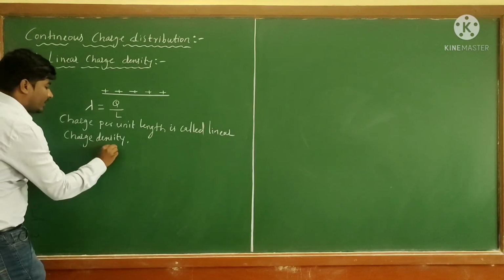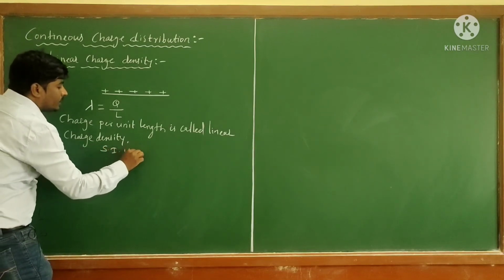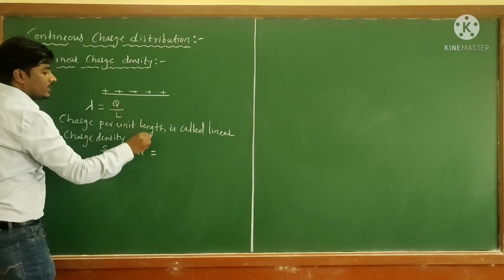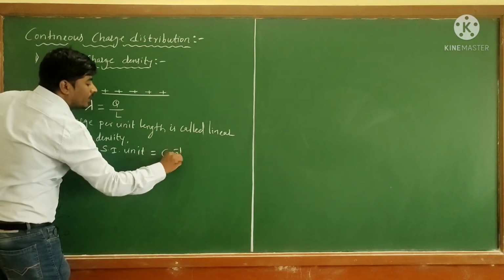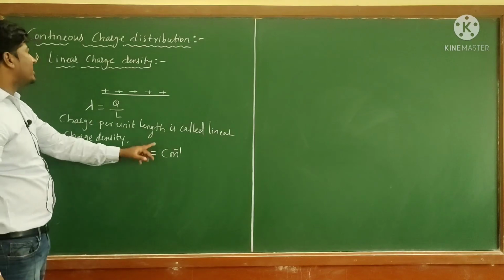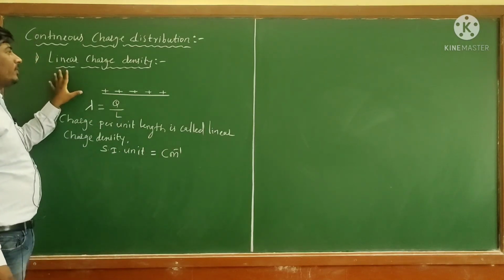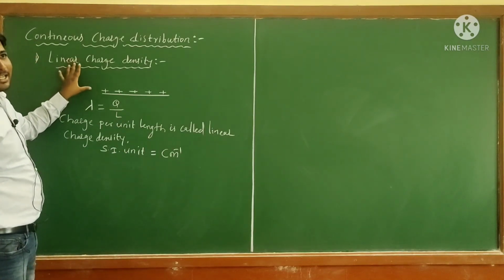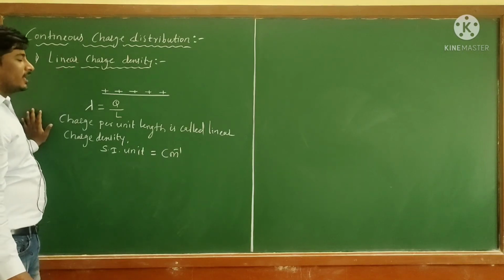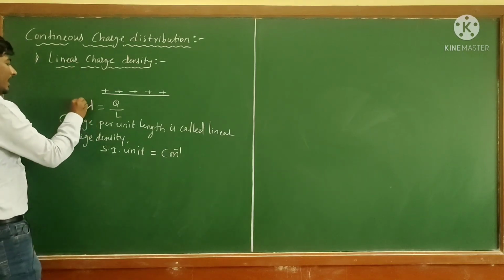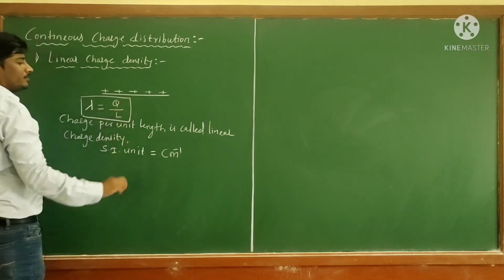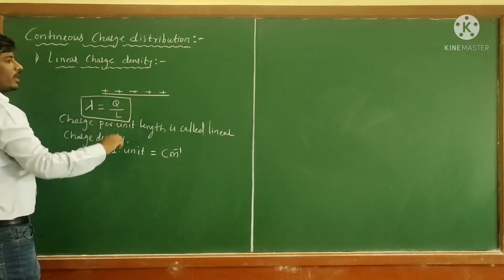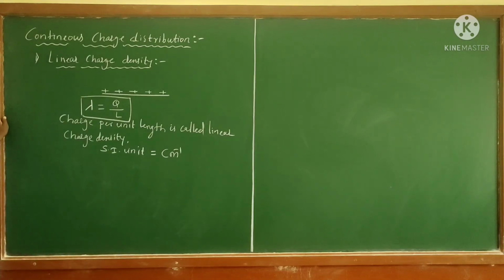Its SI unit: charge is coulomb, L is meter, so that is coulomb per meter. So coulomb per meter is the SI unit of linear charge density or line charge density. Please do remember this lambda, which is equal to Q divided by L, if the charges are distributed along its length. A straight wire or scale you can take.